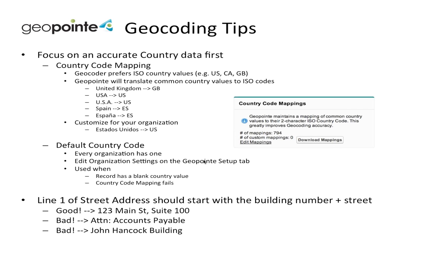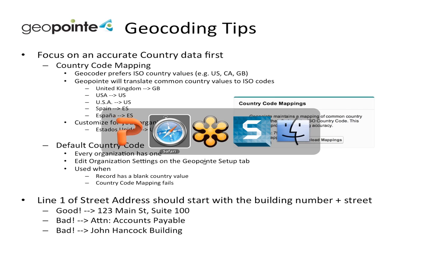And so things like, we might see Spain on one record, we might see España on the next. In both cases, we'll translate that to ES, which is Spain's ISO code. We do this for a number of different values that can be typed in. Okay, you can customize your own too.